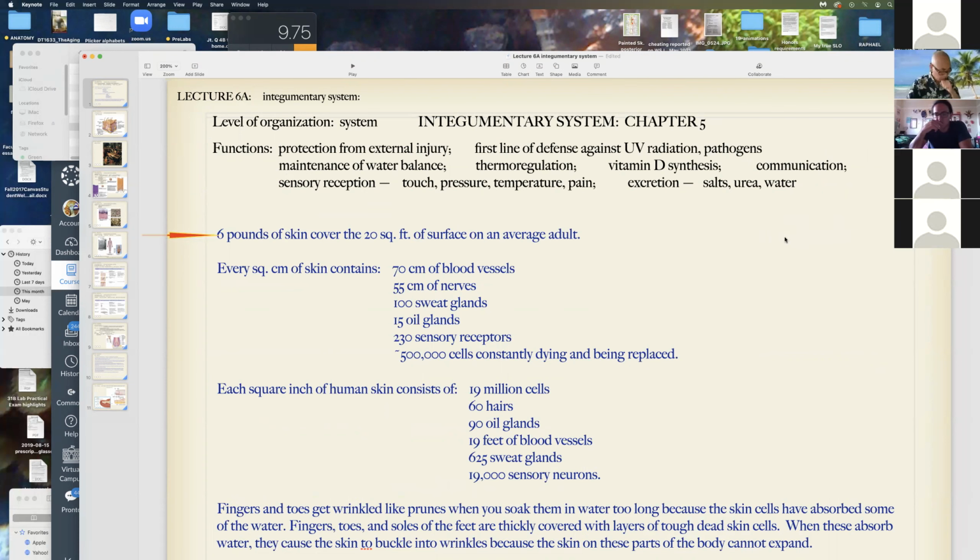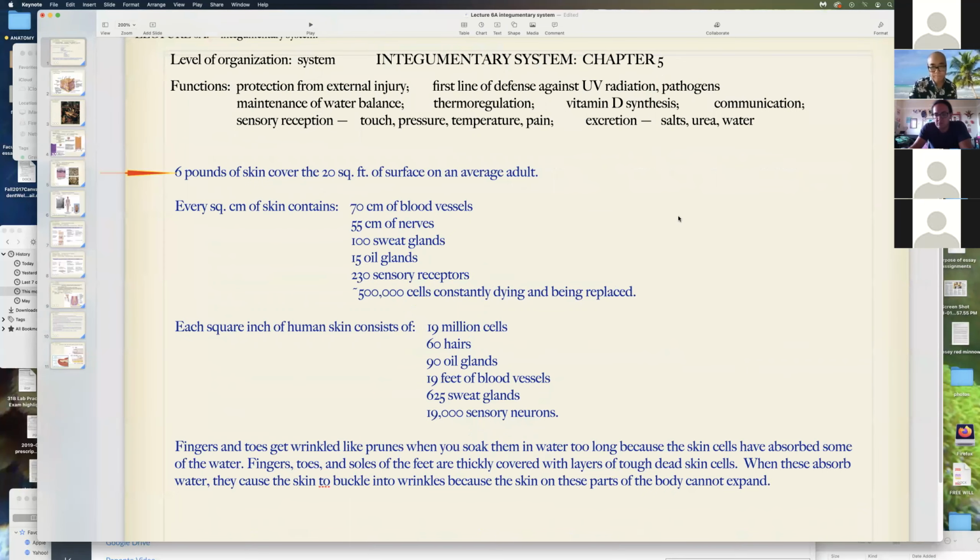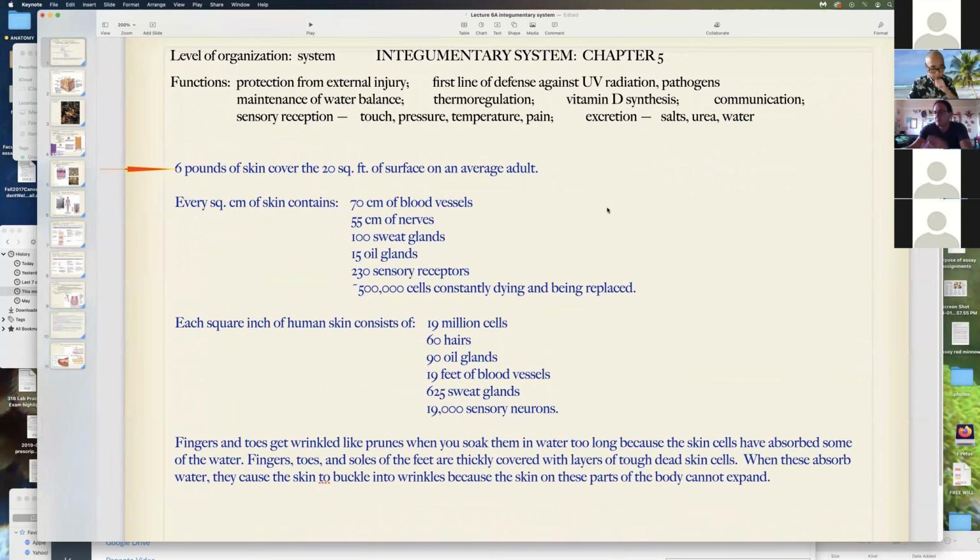Just a few features of your skin. On average, the skin is about 6 pounds, and it can cover about 20 square feet. Every square centimeter of skin would have 70 centimeters of blood vessels, mostly capillaries. It would have 55 centimeters of nerves in there, 100 sweat glands, 15 oil glands, 230 sensory receptors, 500,000 cells constantly dying and being replaced in just every square centimeter.